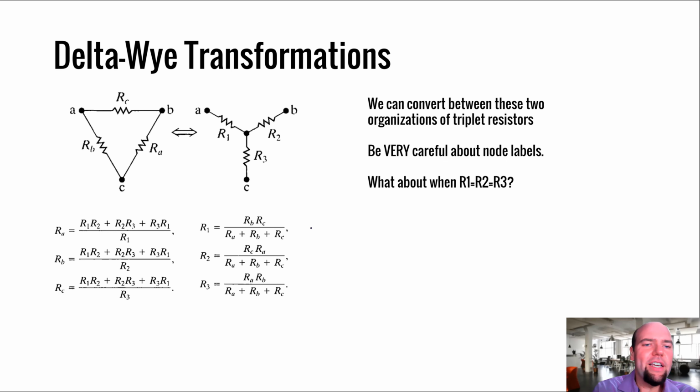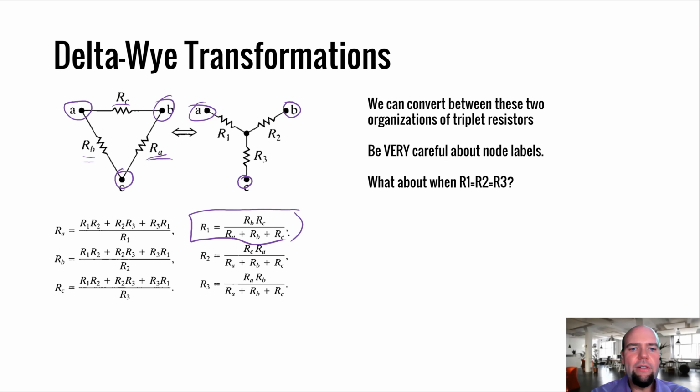So if you have a delta with nodes labeled A, B, and C, you can convert it to a Y also with nodes A, B, and C using the following equations. R1 in this Y configuration is going to be RB times RC divided by RA plus RC plus RB. I just totally did this wrong, right? But that's basically this equation here. So we can find R1, this equivalent resistor, by applying this expression to the resistors in the delta.